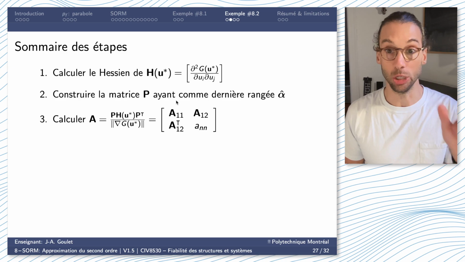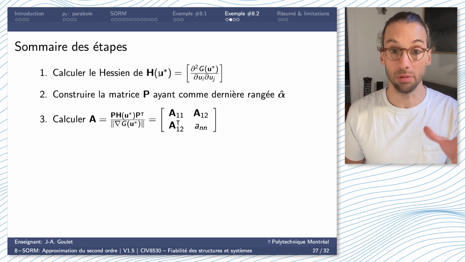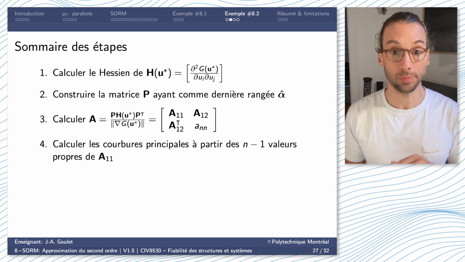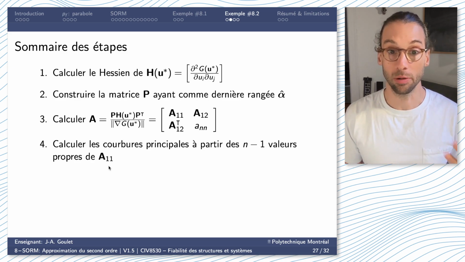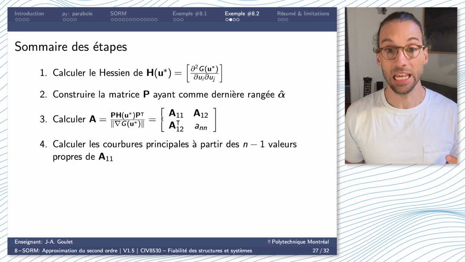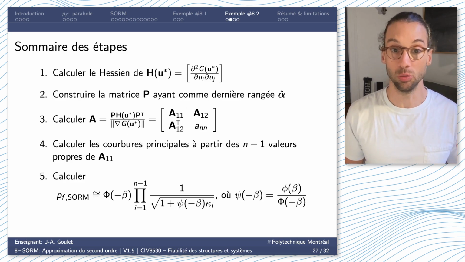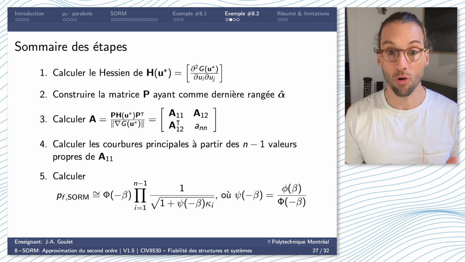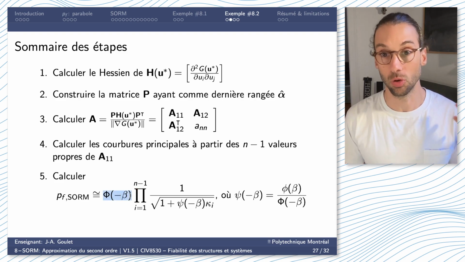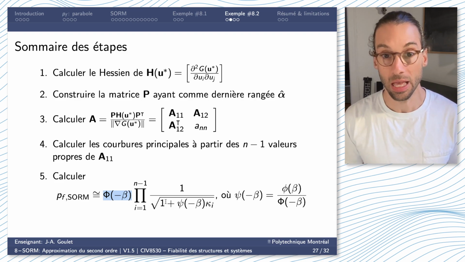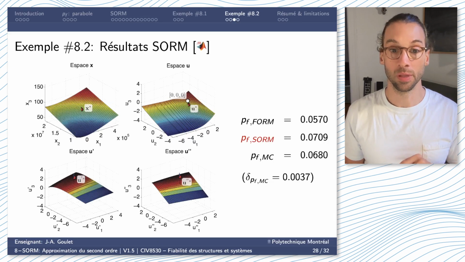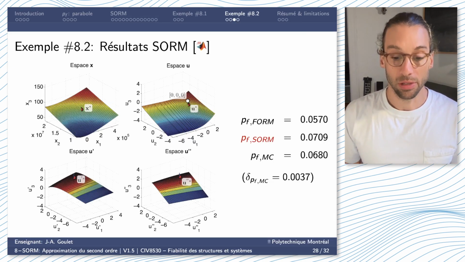A11 in this case is going to be a 2 by 2 because I reoriented everything with respect to the last dimension in the standard normal space. So now I'm going to compute the principal curvatures by taking an eigenvalue decomposition of that 2 by 2 matrix. And once I have this, I'm going to correct my FORM approximation. This is only capital Phi, the standard normal CDF, of minus beta, adjusted by the curvatures with respect to the first two dimensions. So what does it look like visually?